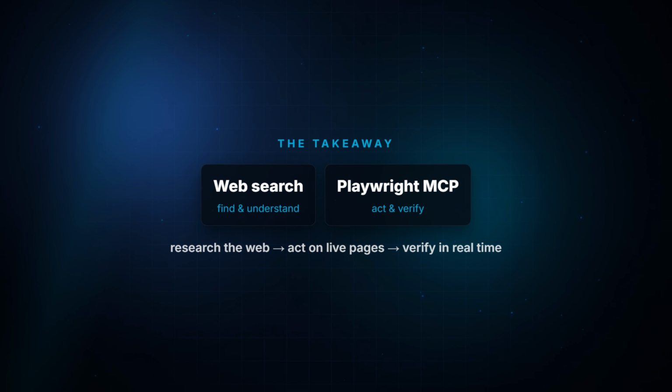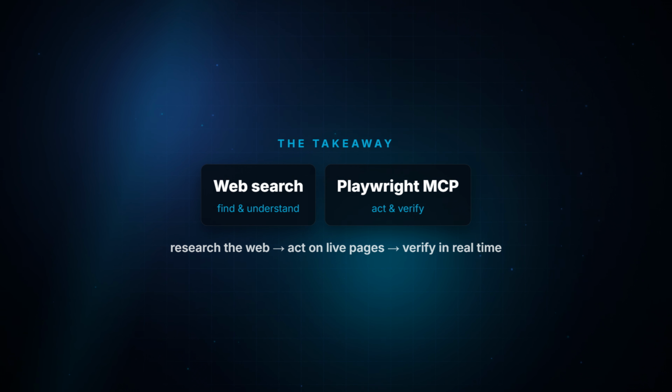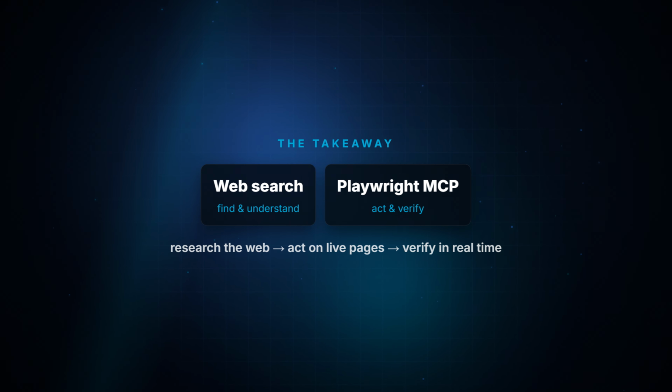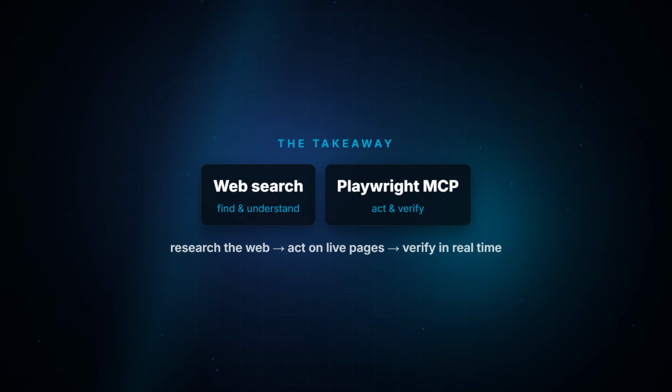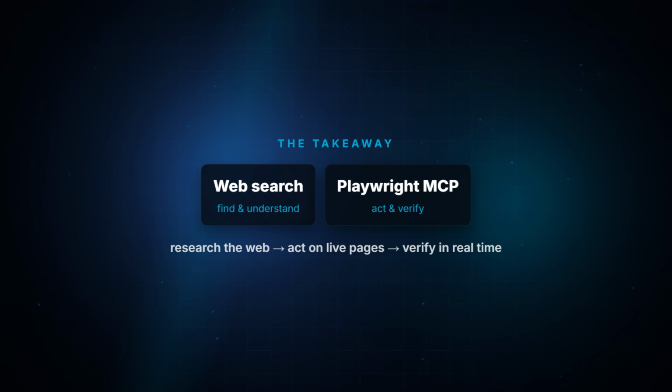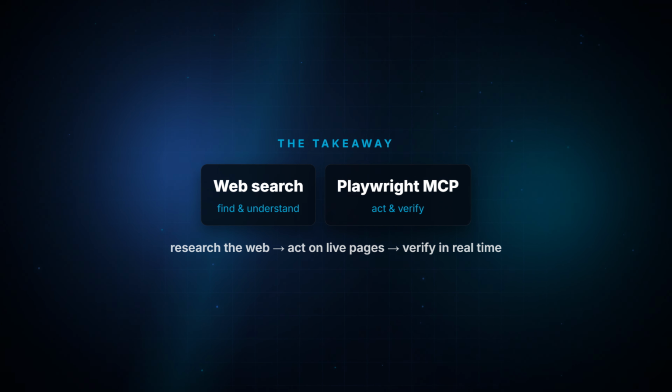The big takeaway is simple. Hermes web search helps it find and understand information. Playwright MCP gives it an action layer. Together, they let Hermes research the web, navigate live pages, interact with browser-based tools, and verify outcomes in real time.